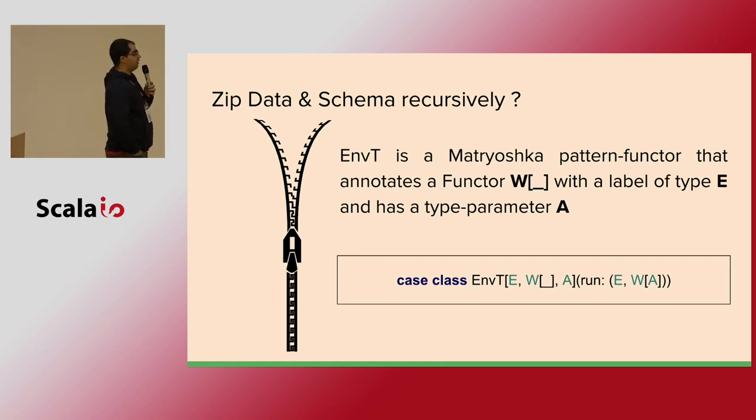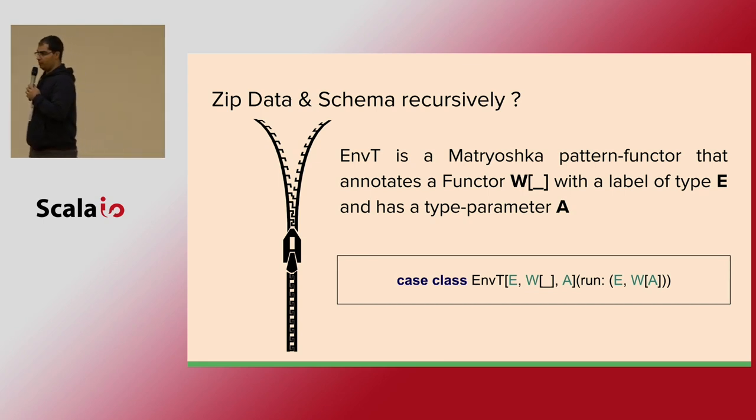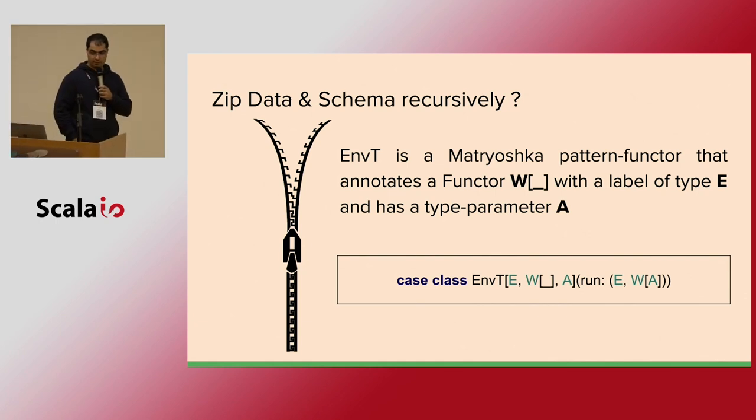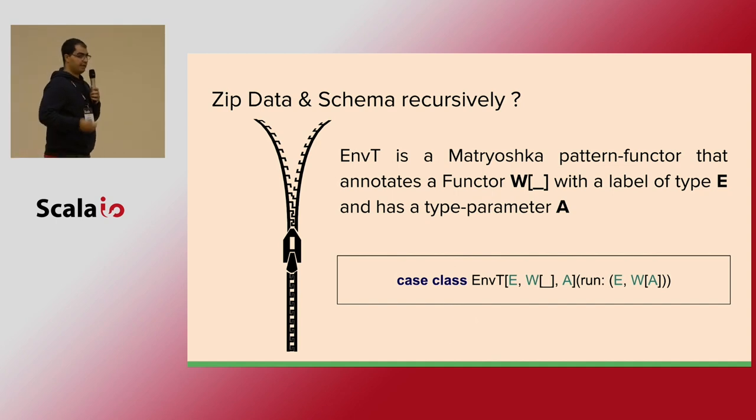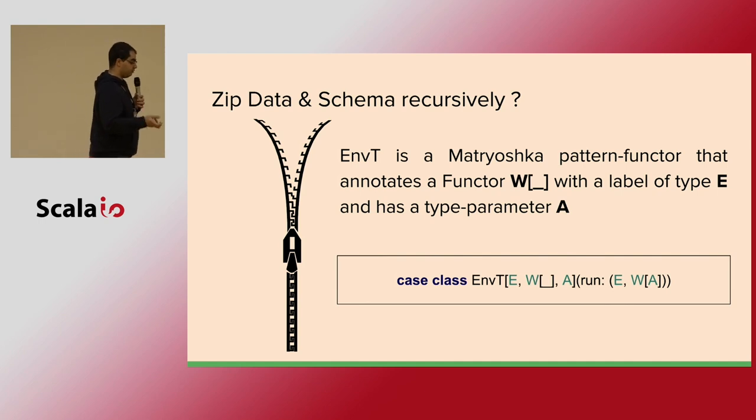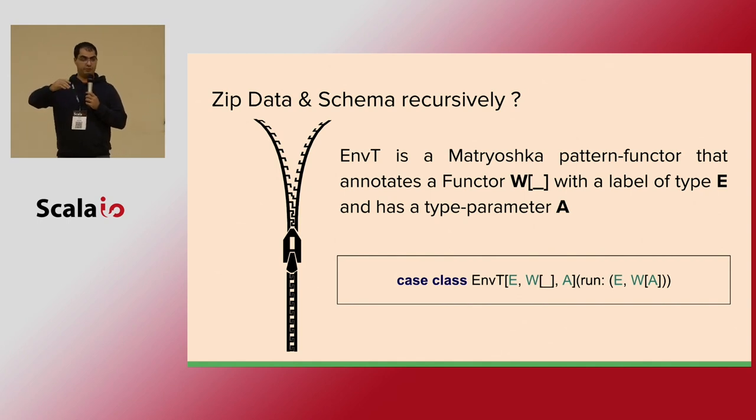Well, actually, Matryoshka has a pattern that is FT. It allows you to annotate any kind of functor W with a label of type E. And it still has the A that we need, because the hole in the functor, in the schema F, or in the FT, is something that will be filled during computation on every layer. That's to say that when you're computing something with Matryoshka, this A is actually the carrier.